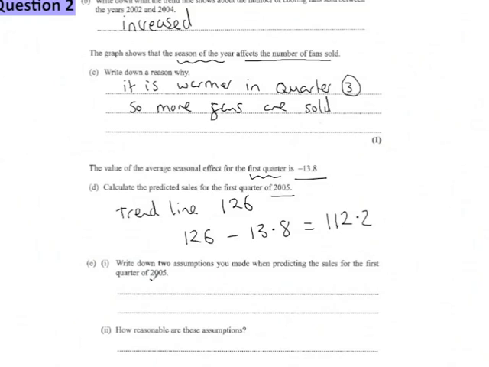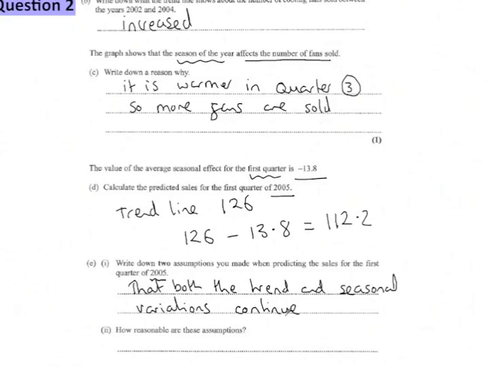We're then asked to write down 2 assumptions you made when predicting the sales for the first quarter of 2005. Now we mentioned this already. We're assuming that both the trend line and the seasonal variation continues. We're predicting that this is the same and that the line is continuing. So our 2 assumptions are that both the trend and seasonal variations continue.